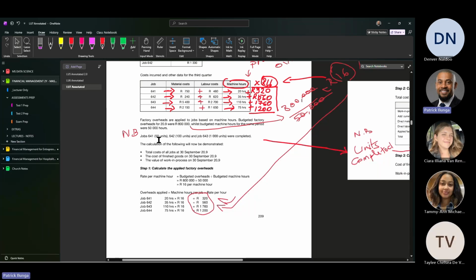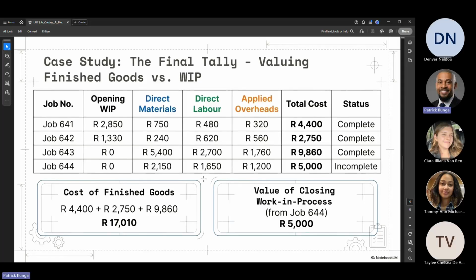You see they tell you that job 641, 50 units were completed. 642, 100 units were completed. 643, units were completed. So that's what I wanted to show you, because that's very important. So let's go back here. They told us these first 3 jobs were completed, so we need to take that into account, isn't it? This last job was not completed.